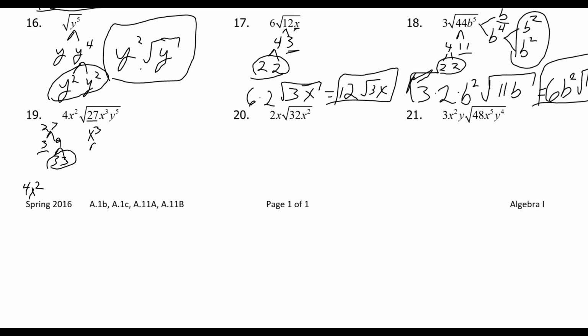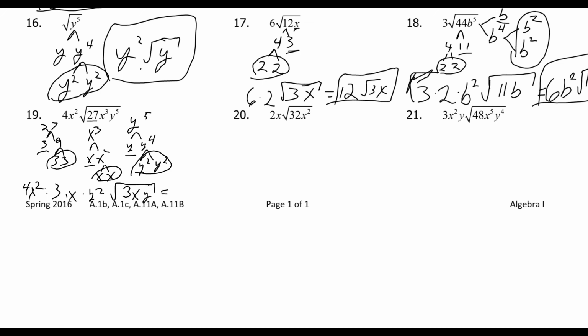X cubed, that's x and x squared. Okay, that's x and x, so there's that. I got an x left over. So we got y to the 5th, we got y and y to the 4th. Break apart the y to the 4th, that's y squared. So that's going to be times 3 times x times y squared. Alright, so I pulled out my 3, my x, and my y. I know all those are going to be out there. Okay, and I've got a 3x and a y left inside.